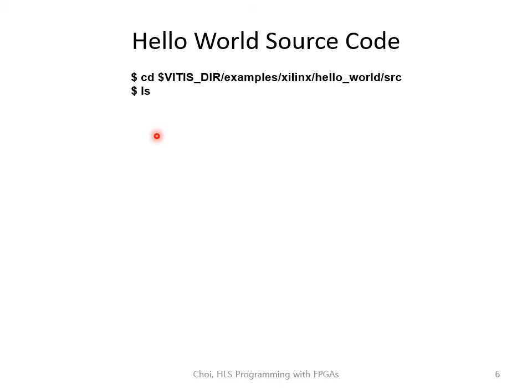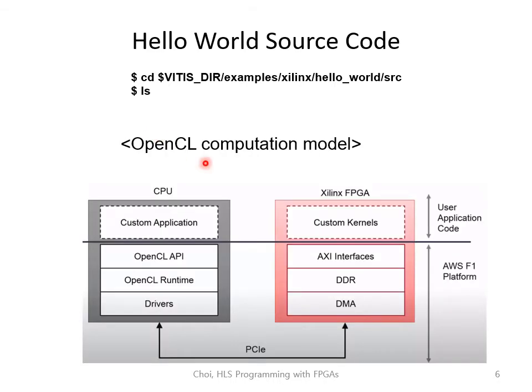If you remember from the last lecture, F1 has a host CPU and a device FPGA. For those of you familiar with OpenCL, you'll notice that this is exactly the OpenCL computation model. Host CPU will send the necessary data from the host DRAM to the device FPGA through PCIe. FPGA will store the data in its own device DRAM, launch user-written kernels, and perform computation. And after kernel execution is done, it will send the result back to the host DRAM through PCIe.